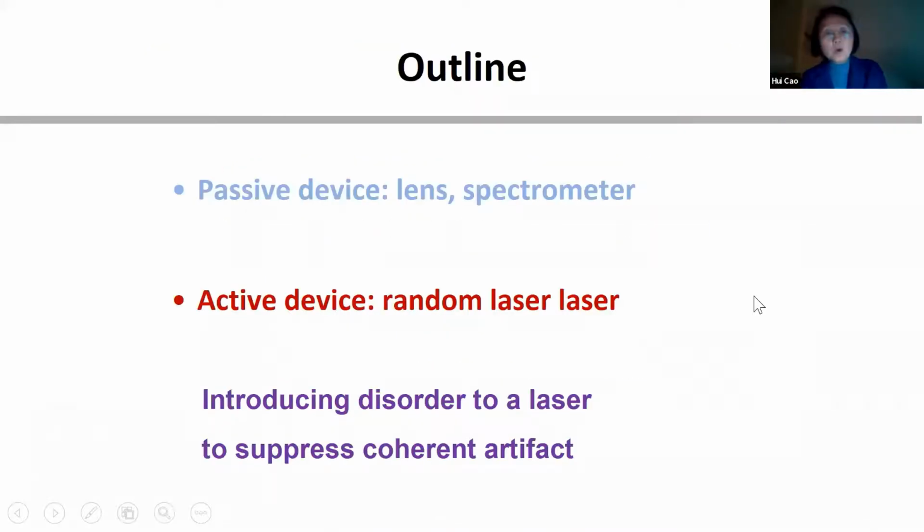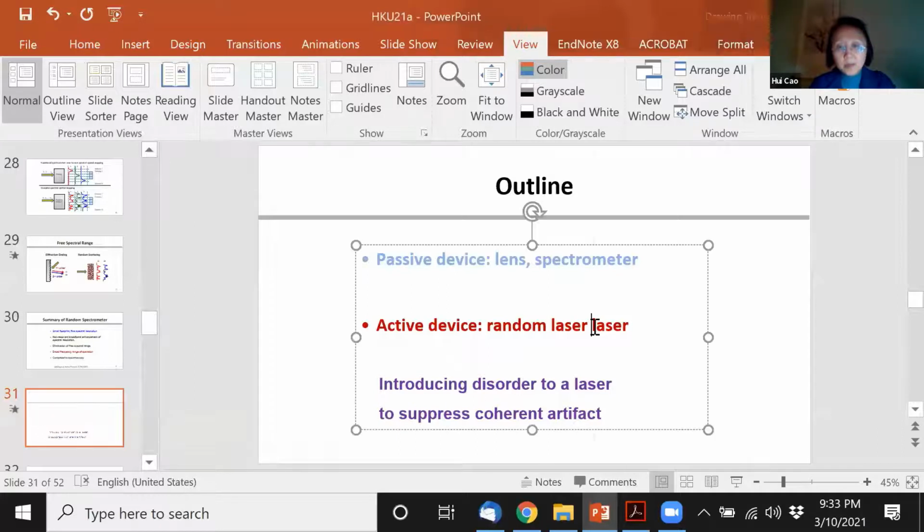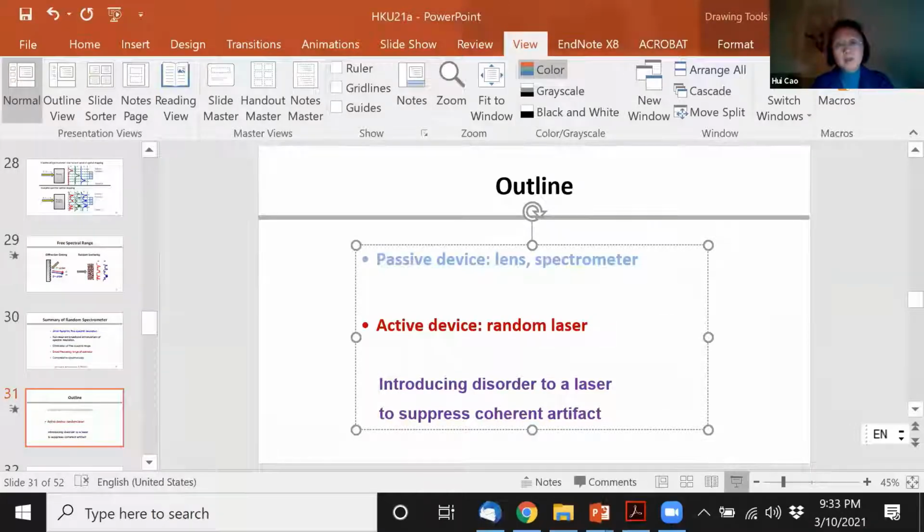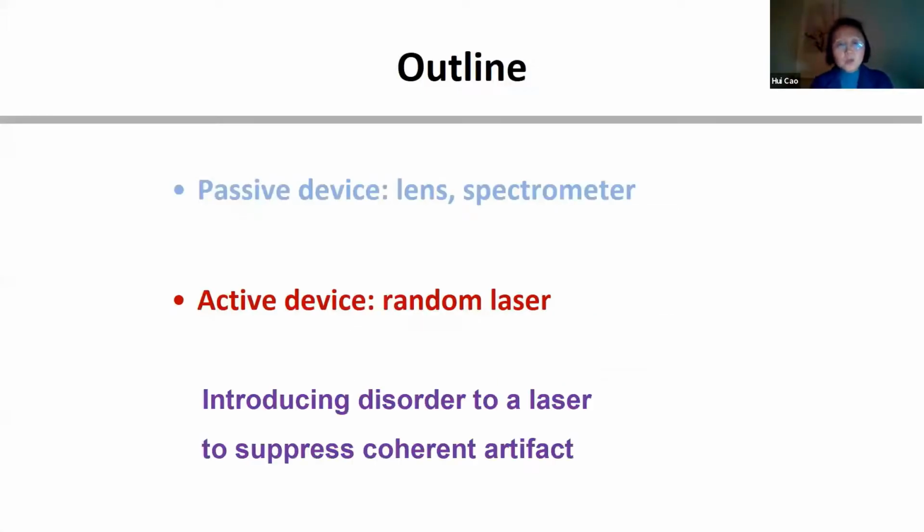Okay. So I covered passive devices like a lens or a spectrometer. I told you why disorder could enhance the performance. Now I'm going to talk about an active device, a random laser. Sorry, there was a typo here. Basically, by introducing disorder into a laser system, what we try to do is suppress the coherent artifacts. Then we can use this for full-field speckle-free imaging.